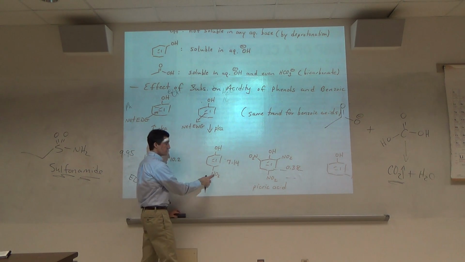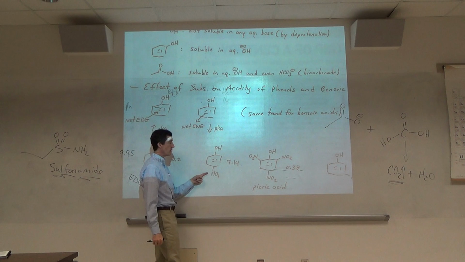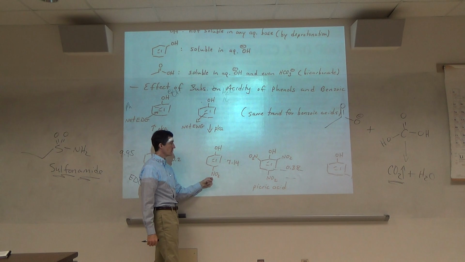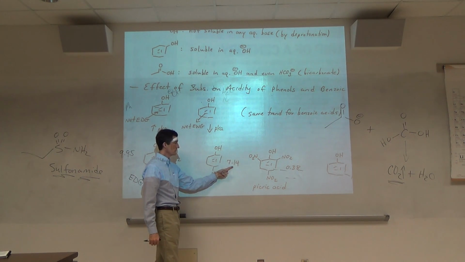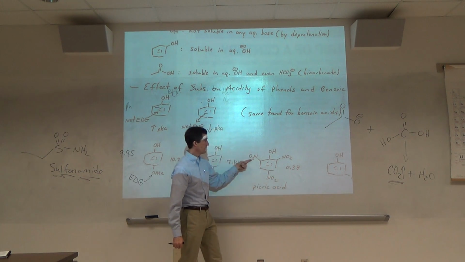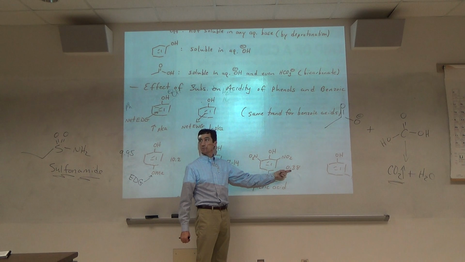What type of group is nitro? Withdrawer. Group 4 withdrawer. Look what it does to the pKa. Makes it much more acidic. It's actually a strong withdrawer. What if we put 3 nitros on there? Here's a phenol that has a pKa of almost less than 1. Almost less than 0.